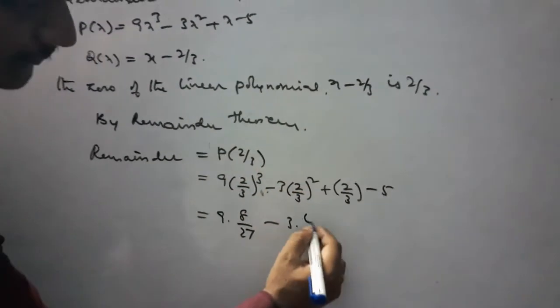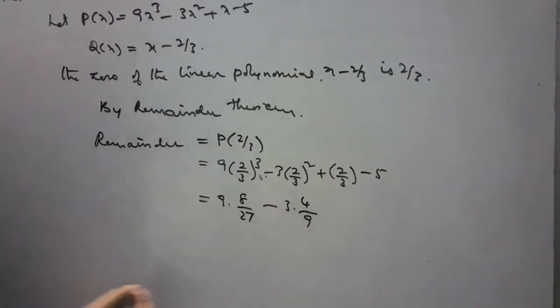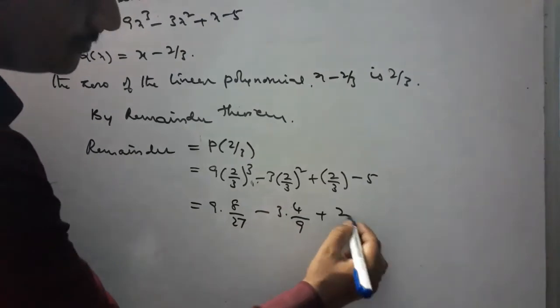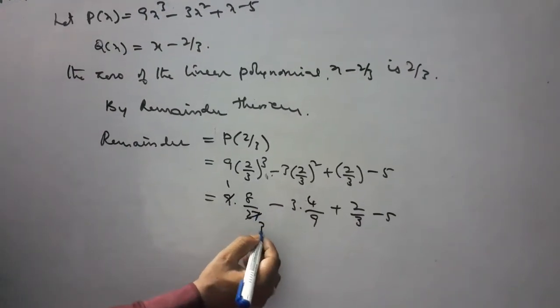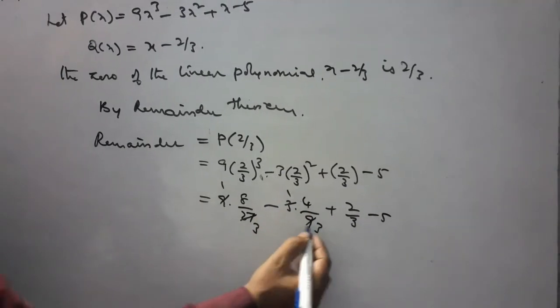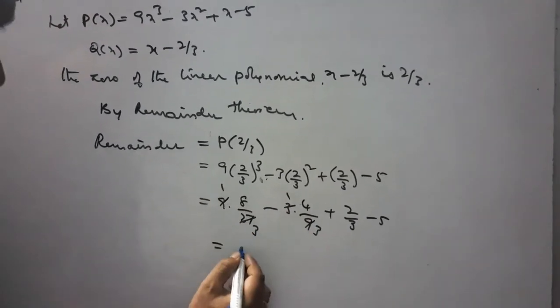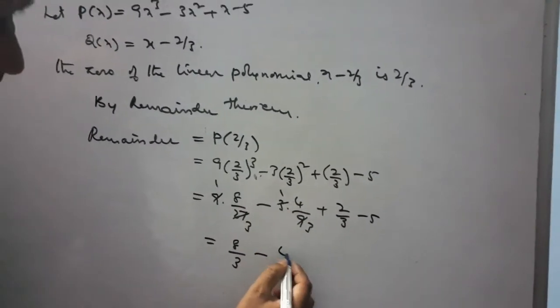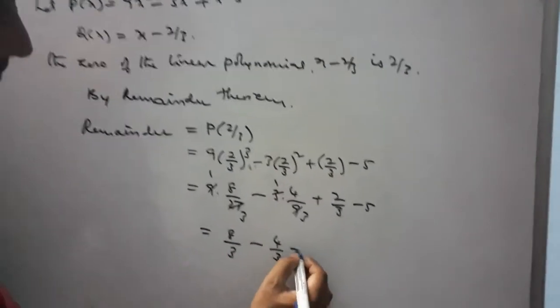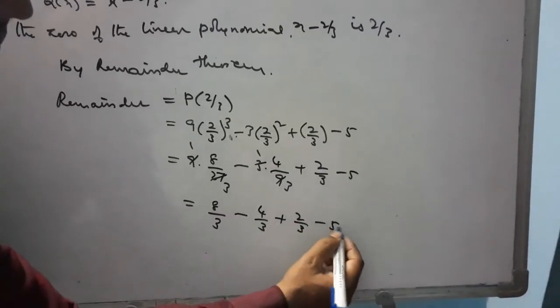2 square means 4, by 3 square means 9, plus 2 by 3 minus 5. Here 9 ones are 9, 3 threes are 3 ones are 3 threes are. So here we are getting numerator is 8, denominator is 3, minus numerator is 4, denominator is 3, plus 2 by 3 minus 5 by 1.